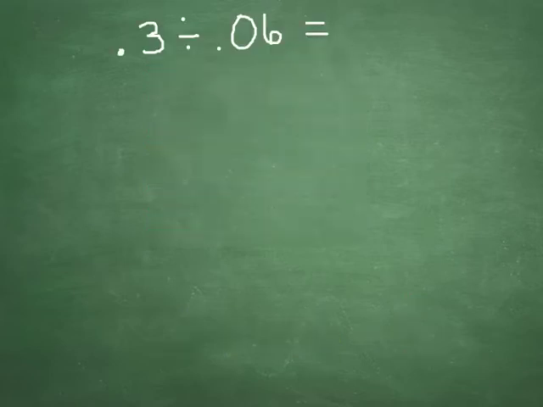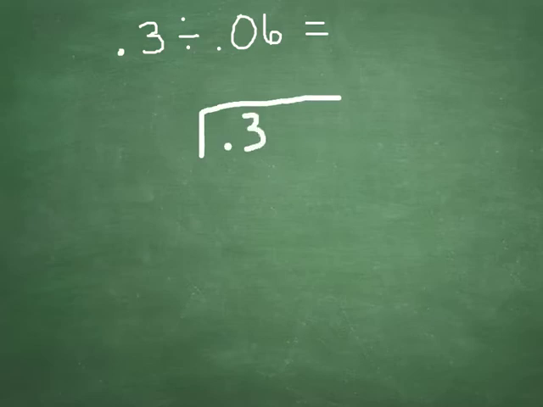Now let's take the same problem that I just modeled, 3/10 divided by 6/100, and let's divide it using the algorithm method. So the first number always goes inside the house. The first number is your dividend. The second number goes on the outside of the house. And this is called your divisor.